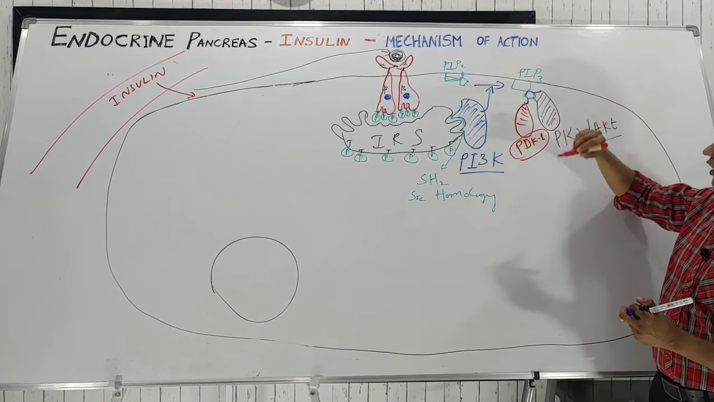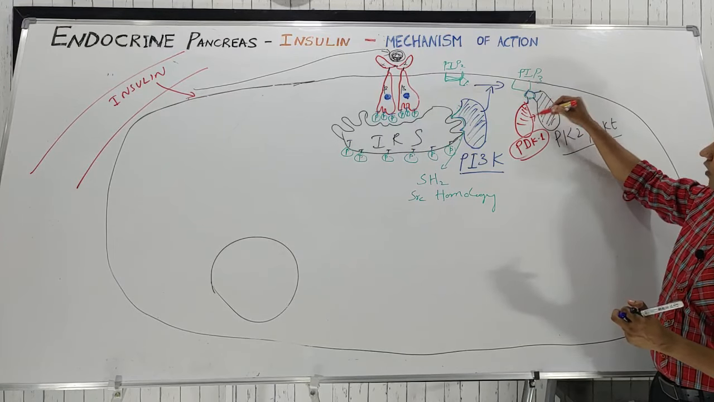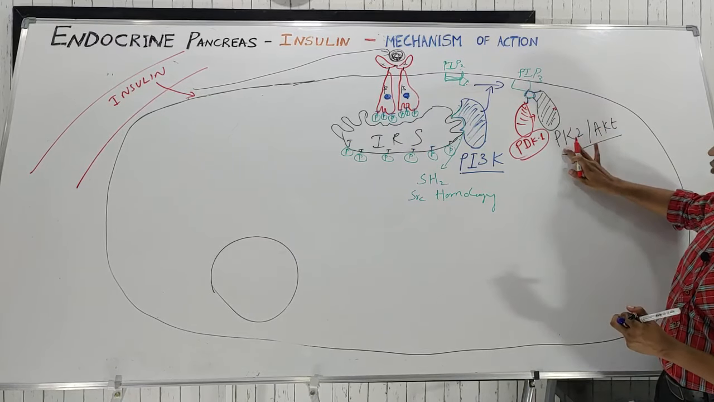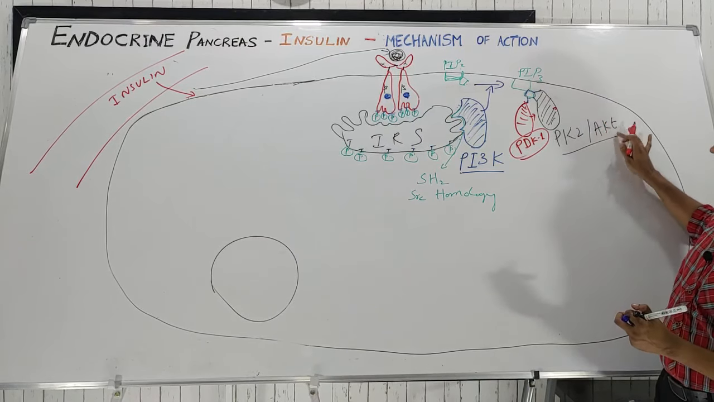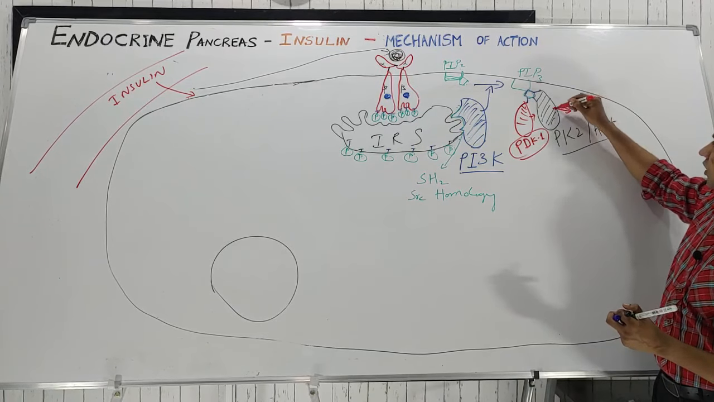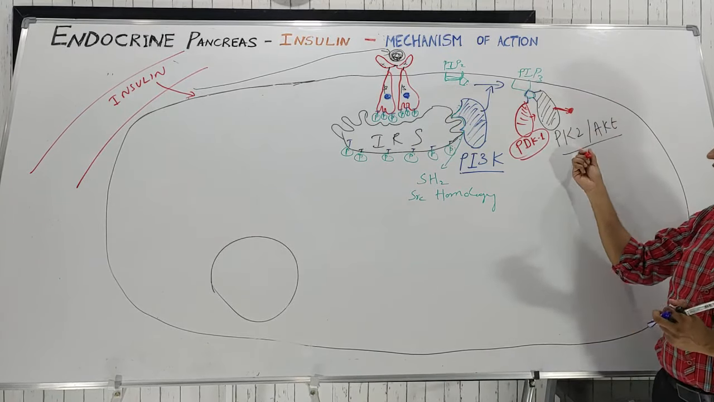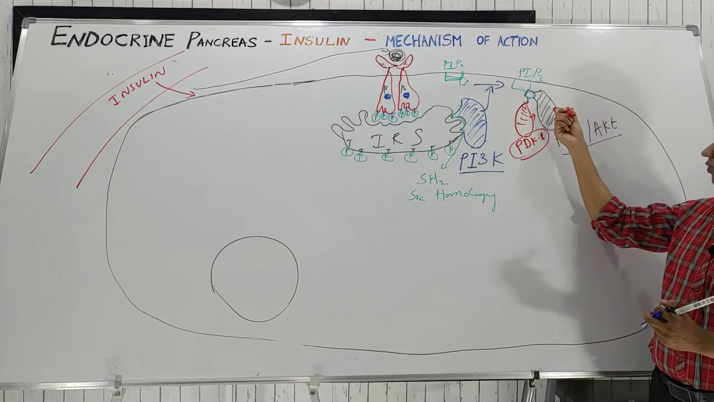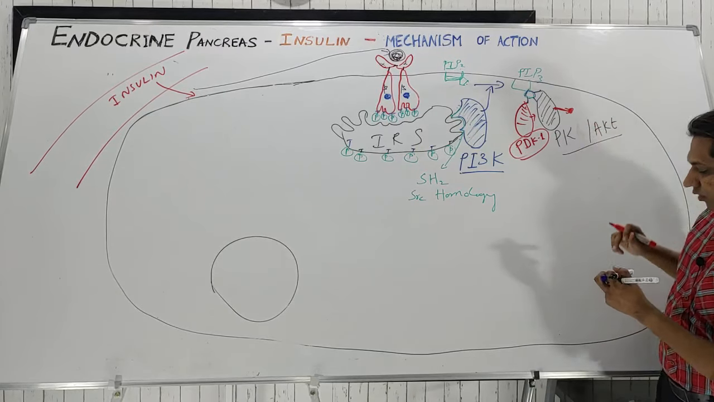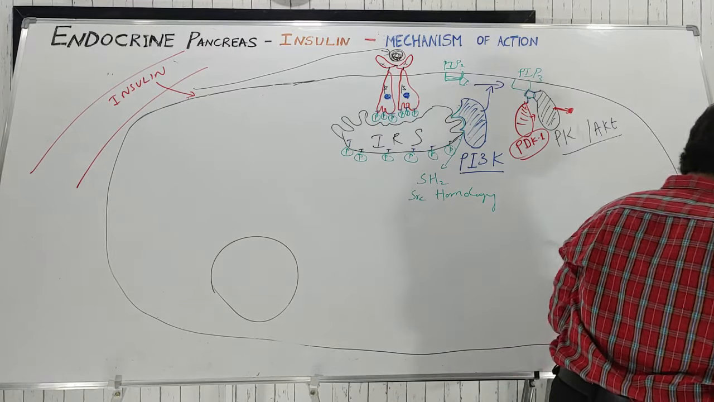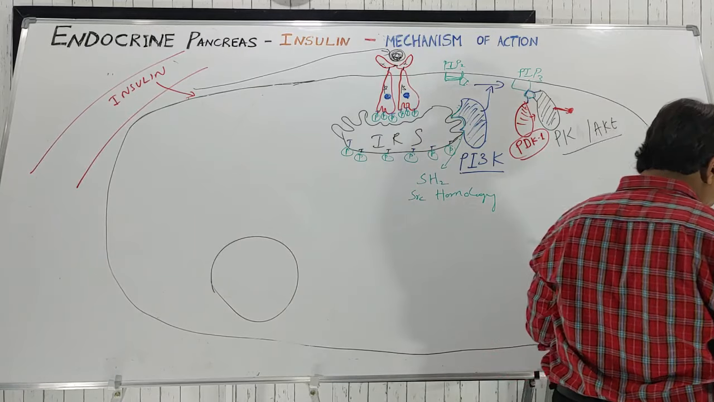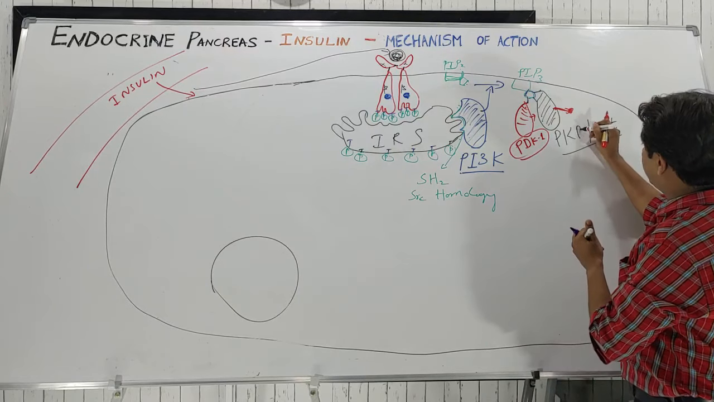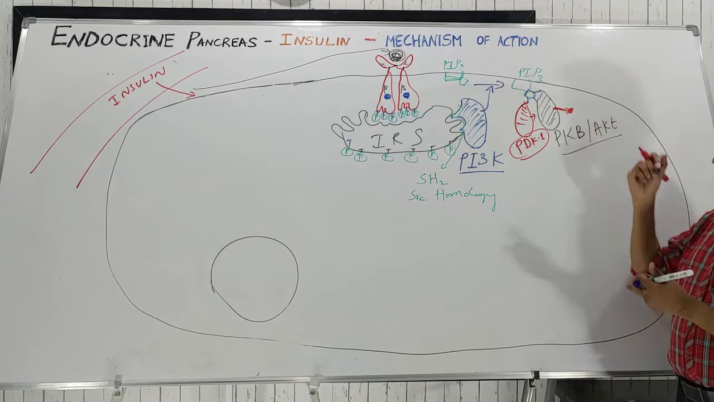So what this enzyme will do, it will phosphorylate this protein, that is the protein kinase B or AKT molecule. So it will phosphorylate or make it active. This was an inactive protein kinase B molecule, or AKT molecule. So it will get activated. So this is the protein kinase B molecule, also known as the AKT molecule.